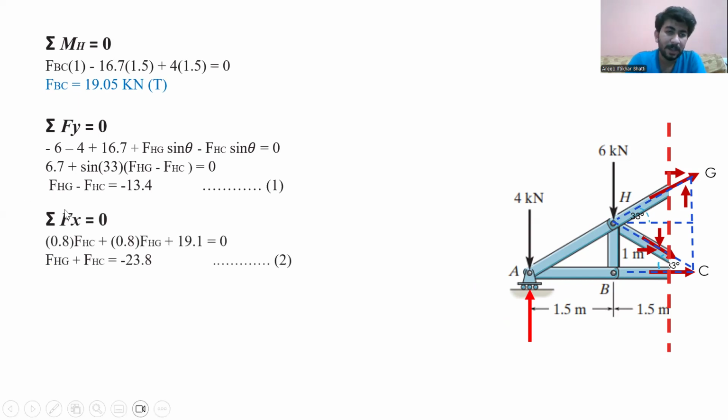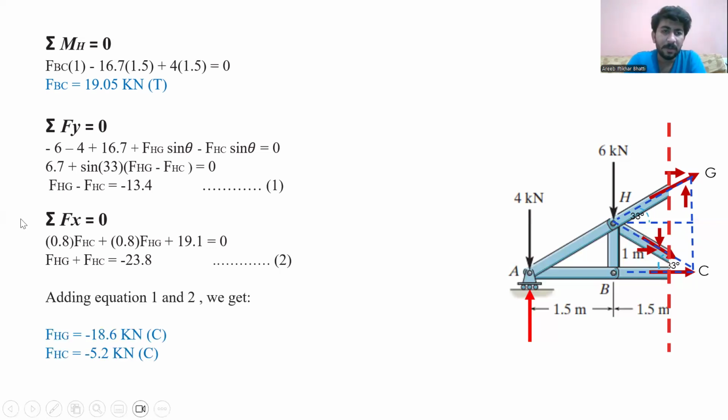When we apply sum of Fx, we get 0.8 FHC plus 0.8 FHG. You see this is the value of the horizontal component, plus 19.05 or 19.1 kilonewton force. After solving this, we get another equation, which is FHG plus FHC is equal to minus 23.8, and this is our equation 2.